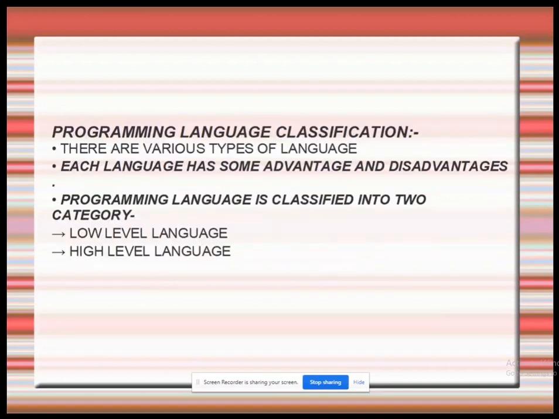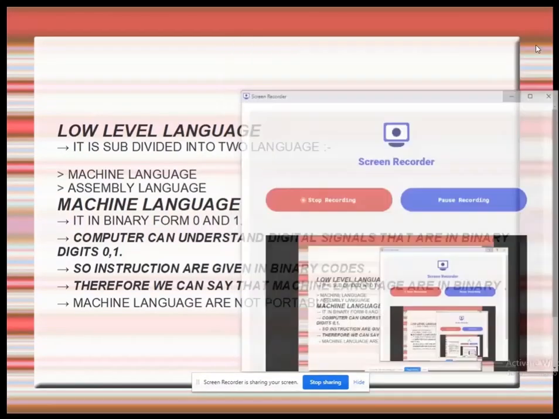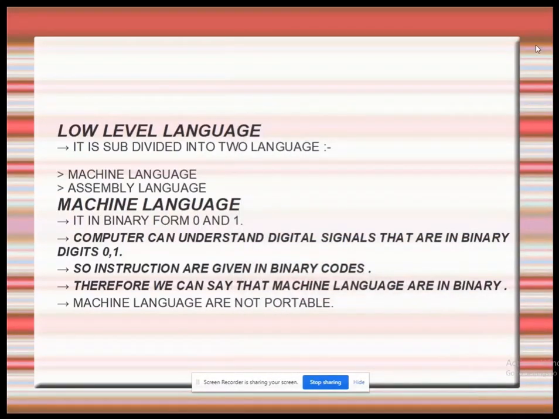Now let us see programming language classification. There are various types of languages that you will study, and each language has some advantages as well as disadvantages. So programming languages are basically classified into two categories, that is low level language and high level language. Low level language is divided into two languages, that is machine language and assembly language.